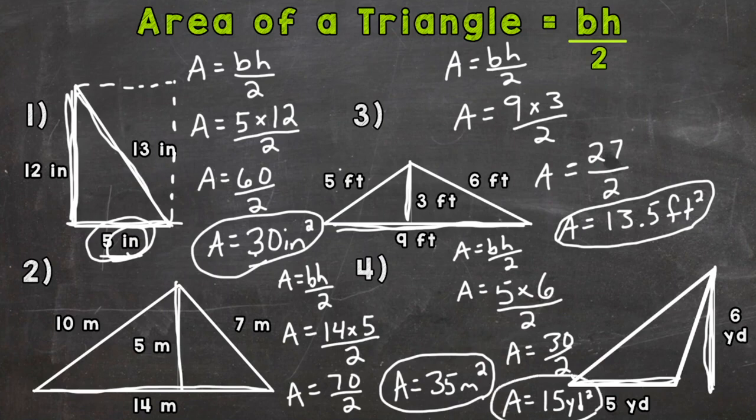So there you have it. That's how you calculate the area of a triangle. Base times height divided by 2.